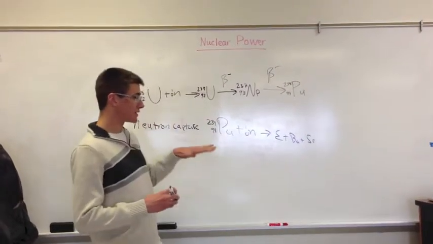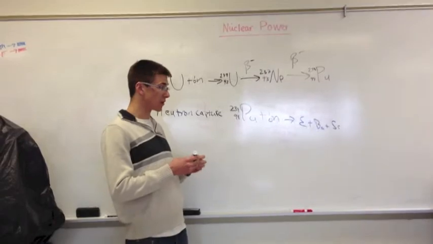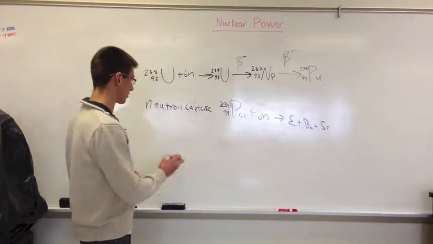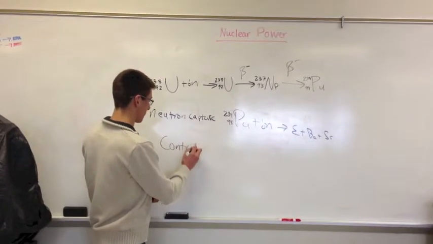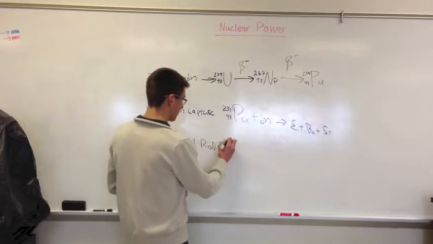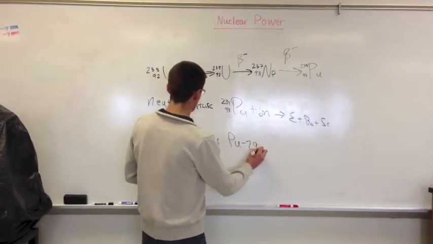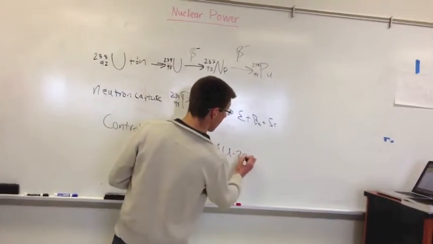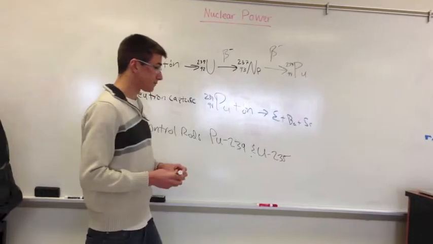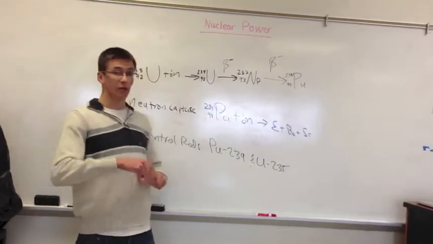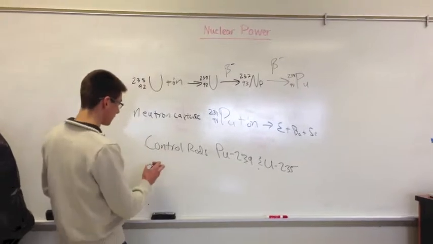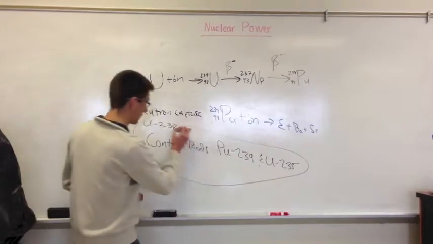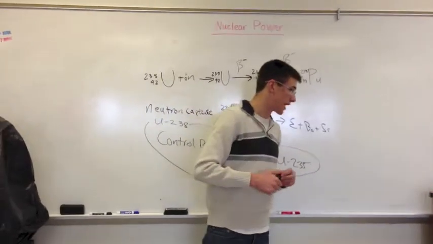And how this is done is they have control rods made of plutonium-239 and uranium-235, which is another isotope of uranium. These are placed in the reactor with a blanket of uranium-238 around the whole thing. And that helps increase the efficiency of the reaction.